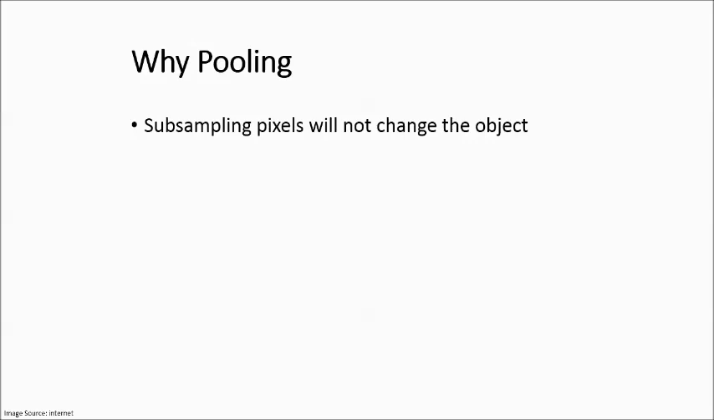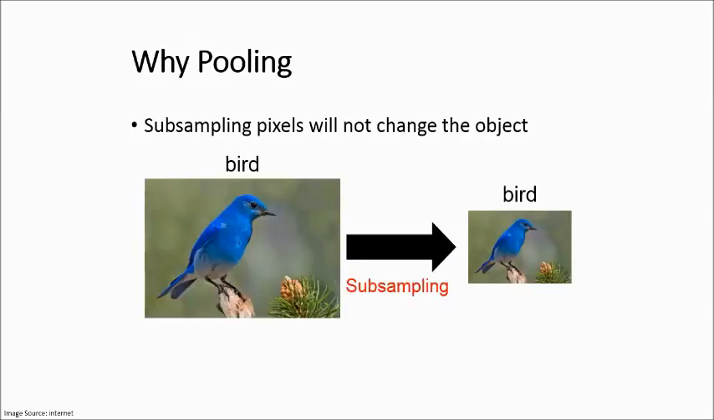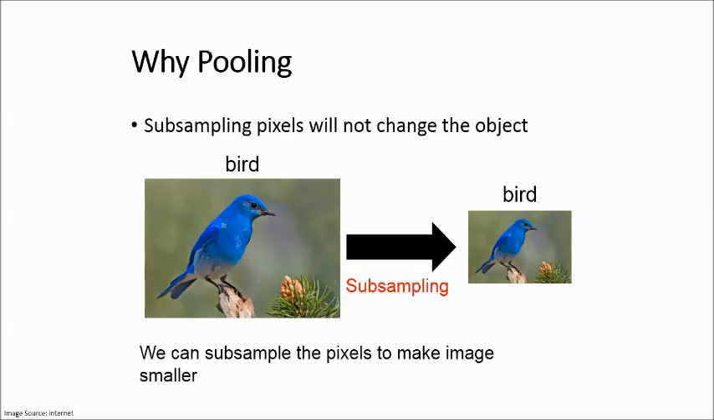This is the reason why we use pooling. As we are subsampling, we are not losing any information. Rather, we are just reducing the dimension of the feature map, and thus it helps us to reduce the computational time. So these are the reasons.